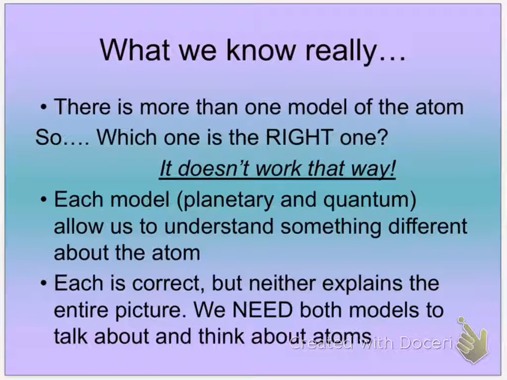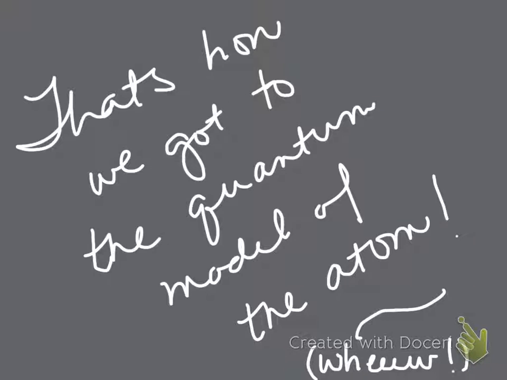The planetary, the Rutherford-Bohr planetary, and the modern quantum model both allow us to understand different things about the atom. So, each is correct. The quantum model gives us a more nuanced and detailed understanding of the electrons in the atom. But the Bohr model is a useful tool for talking about atoms, especially at an introductory level. So we tend to use both models to talk and think about atoms. That's it. That's how we got to the planetary model of the atom.